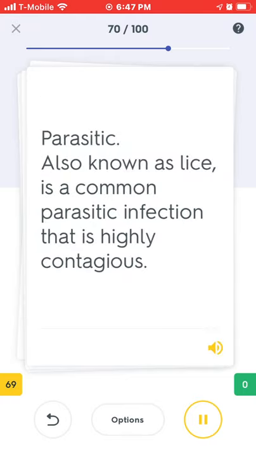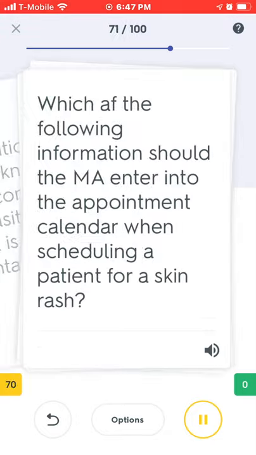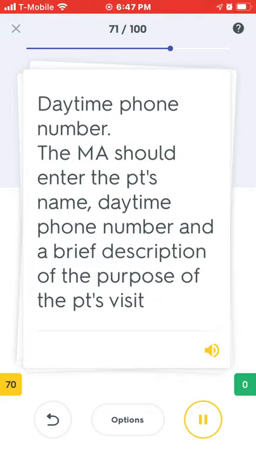Parasitic, also known as lice, is a common parasitic infection that is highly contagious. Which of the following information should the MA enter into the appointment calendar when scheduling a patient for a skin rash? Daytime phone number. The MA should enter the PT's name, daytime phone number, and a brief description of the purpose of the PT's visit.